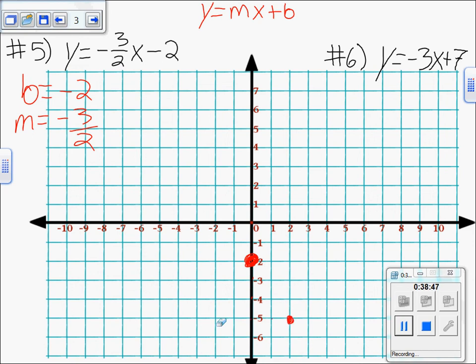That means from this location, go down 3/2. So 1, 2, 3/2. So right there. You now have your 2 dots. You are ready to draw your line. And remember, when you draw this line, you can try to draw it with a ruler. Make it as straight as possible.